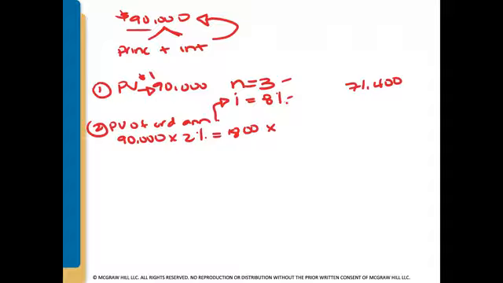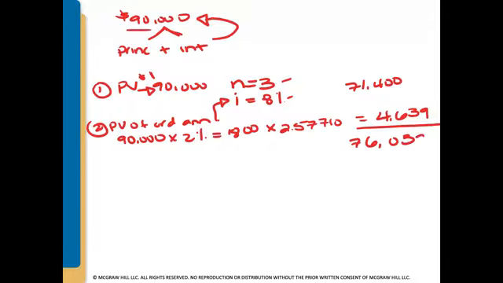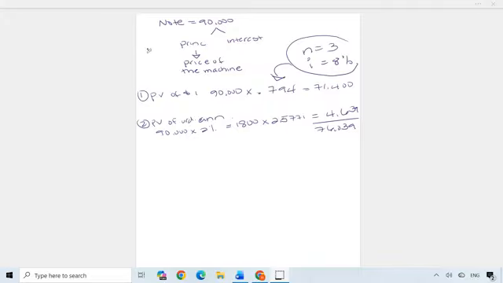And that's $1,800 times 2.57710, and that equals $4,639. Okay, I'm going to add both those up to give me $76,039. I switched screens just so I have more room, and I rewrote what we just went through up here.